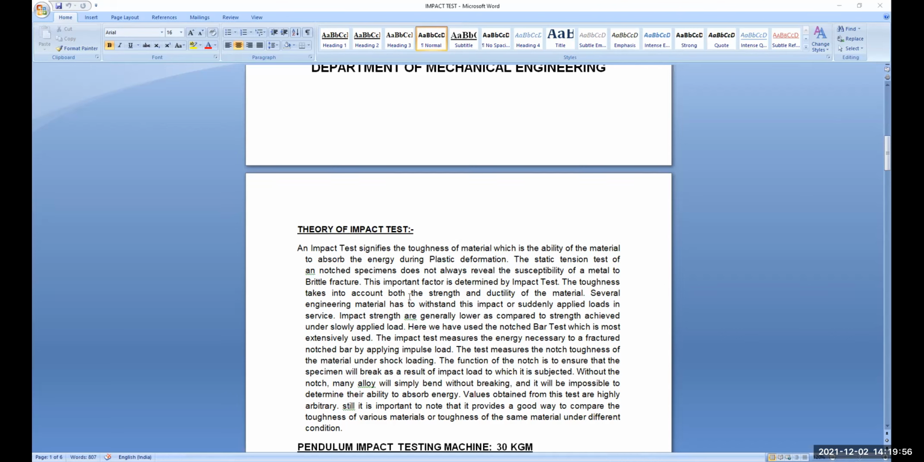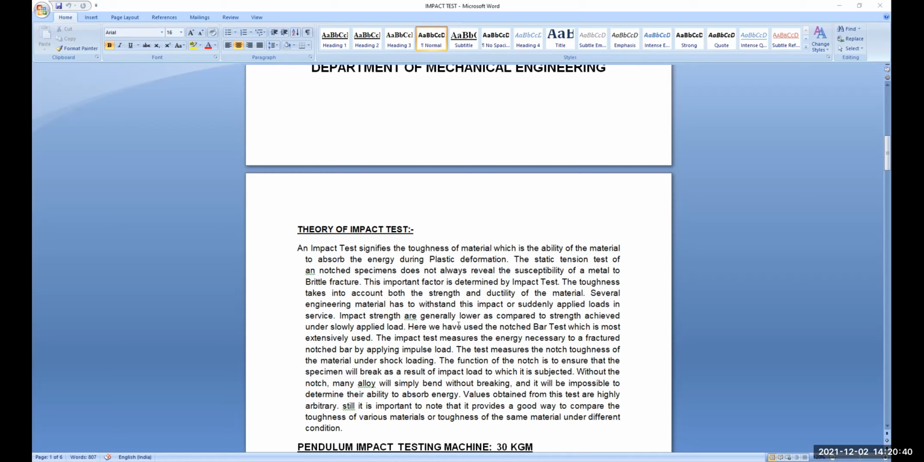The static tension test we have described does not always reveal the susceptibility of a metal to brittle fracture. How strong is the metal, how brittle is it? Maybe we are using a steel, not a brittle material like glass or cast iron. We are using a certain strong material, maybe a particular quality of steel, but it may have weak toughness, weak in tension, weak in impact. How much can it absorb this energy of impact? This is a measure or indication of the toughness of the material.